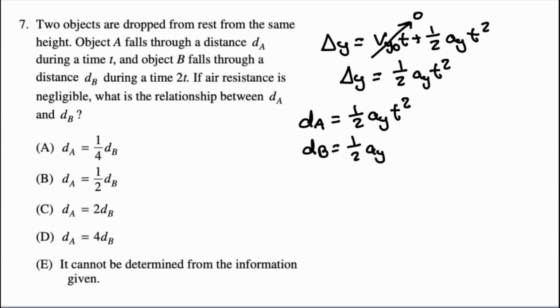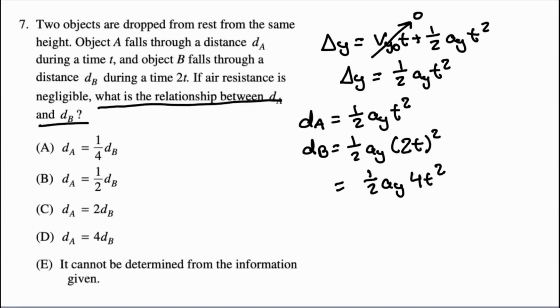They don't tell us the acceleration, but they say it's during a time 2t squared, so this is actually going to end up being 1/2 a and the y 4t squared. And we want to know the relationship between dA and dB, which means we're going to have to set up a proportion where dA is over dB. So we're just going to put in the values that we got for that. We have 1/2 a and the y t squared over 1/2 a and the y 4t squared.